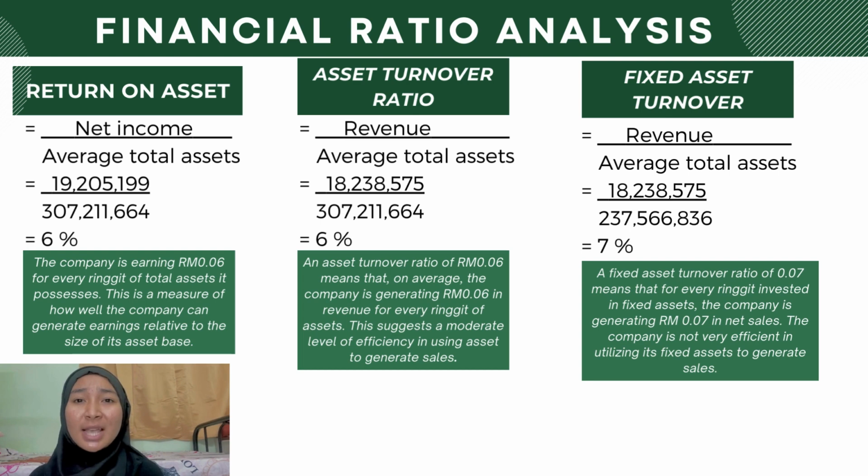And the last one is the fixed asset turnover. The fixed asset turnover ratio measures how efficiently a company utilizes its fixed assets to generate sales. In JCB Next Berhad, the revenue is 18,238,575 and the average fixed asset is 237,566,866. It shows a fixed asset turnover ratio of 6 cents, which means that for every ringgit invested in fixed assets, the company is generating 6 cents in net sales. The company is not very efficient in utilizing its fixed assets to generate sales.